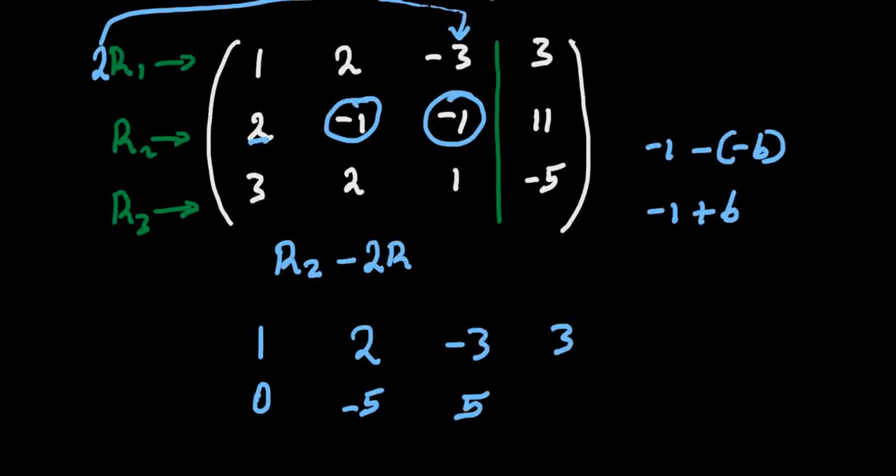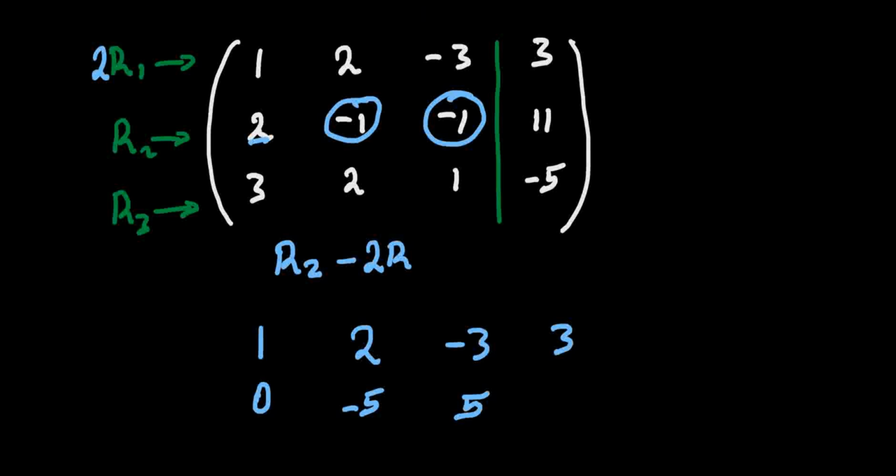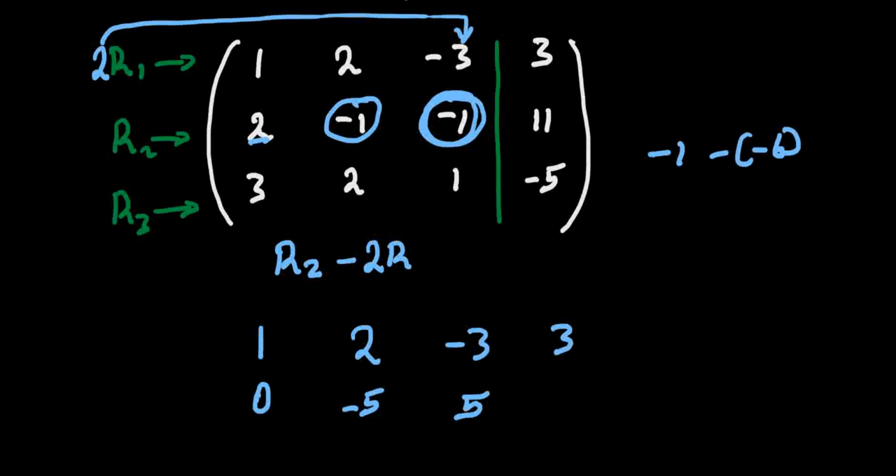Let's do that again. These 2 times -3 is -6. So -1, this one we have here, -1 minus -6 would give us -1 plus 6, and that is +5. That is what we have here. I hope that makes some sense. Okay, let's move on.